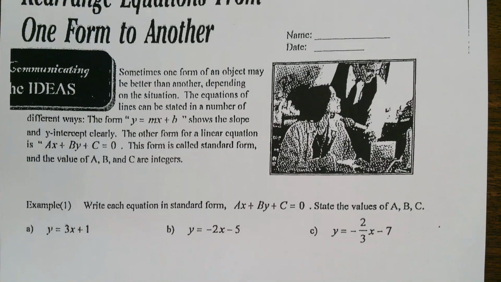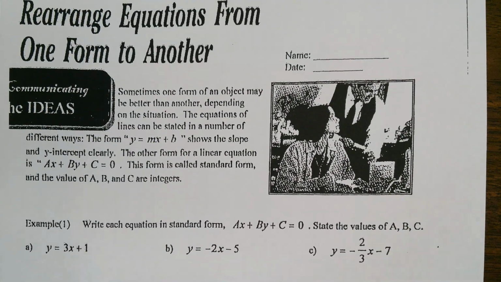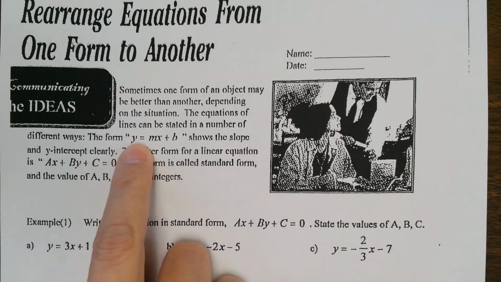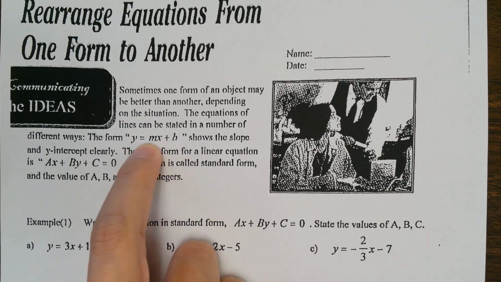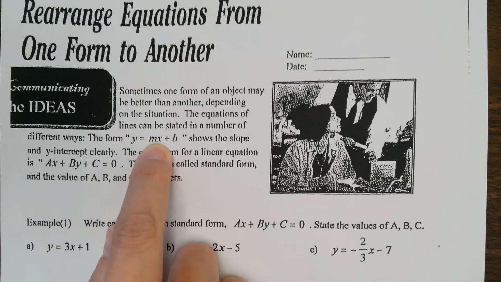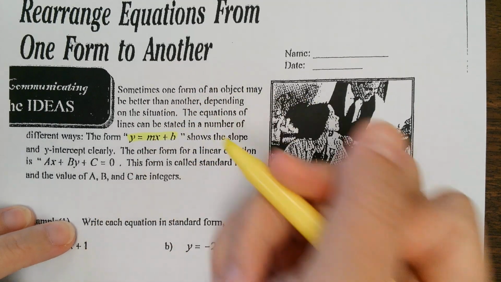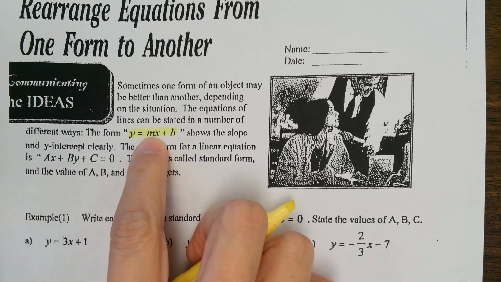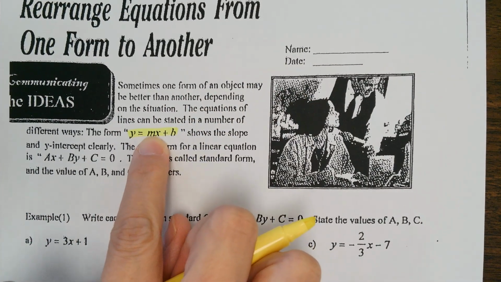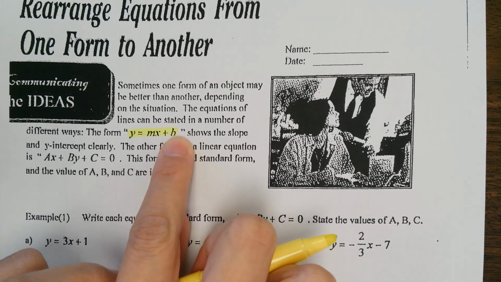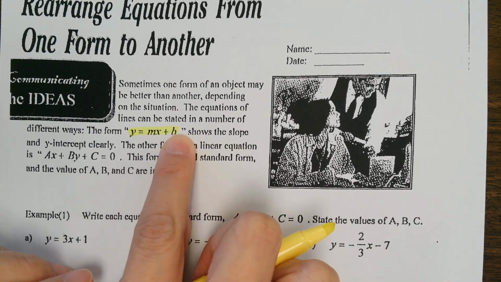Okay. So, rearrange equations from one form to another. You guys heard we've been working on y equals mx plus b. That's what we've been working on. Y equals mx plus b. What's the m again? Slope. What's the b? Starting value or y-intercept.